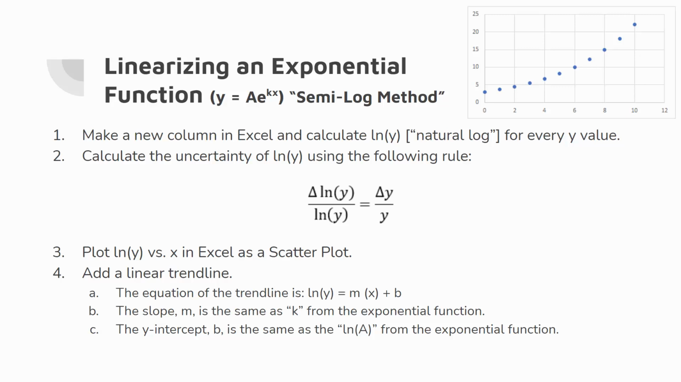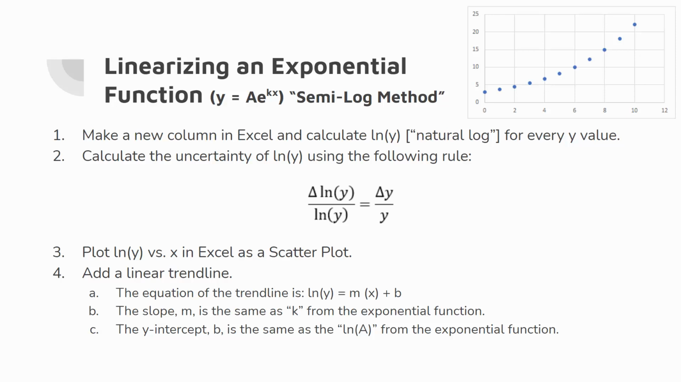We are also, of course, going to need to calculate the uncertainty in those natural logs so that we can add error bars to our linearized graph so that we can find the uncertainty in the parameters. That's the whole point. Here's the rule that you can follow. We're essentially saying that the percent uncertainty in our y values will be the same percent uncertainty that we will have for our natural log of y values. I'll show you an example of this.